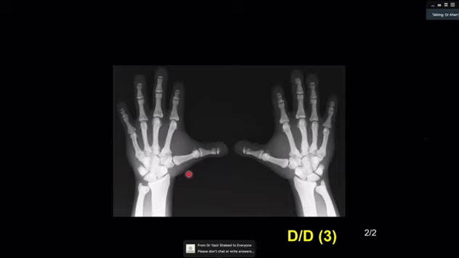I will come back to this film, but can you describe it for me? What are the findings? Okay, so there is increased diffuse bone sclerosis. There is also negative ulnar variance. There are short fourth metacarpals. What's happening to the distal tufts here? Yeah, acro-osteolysis.